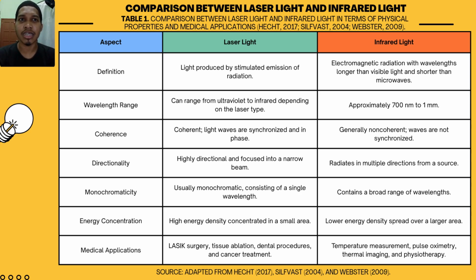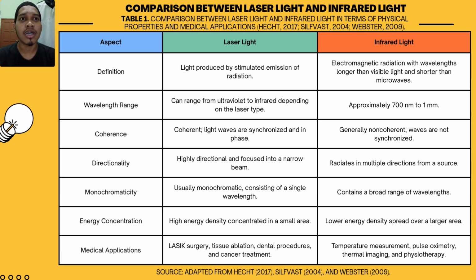In terms of definition, laser light is produced by stimulated emission of radiation, while infrared light is electromagnetic radiation with wavelengths longer than visible light and shorter than microwaves. In terms of their wavelength range, laser light can range from ultraviolet to infrared depending on the laser type. Infrared is approximately 700 nanometers to 1 millimeter.